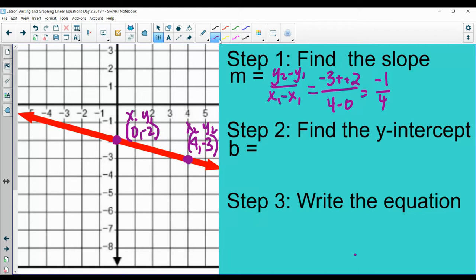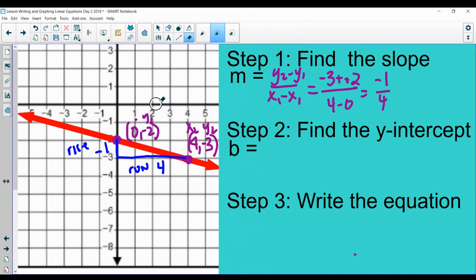Now, I also could think about it as rise over run. So if I go left to right, it goes down 1. So down 1 is negative 1, and it goes over 4. So that's a good way to check. So that is the rise and the run.